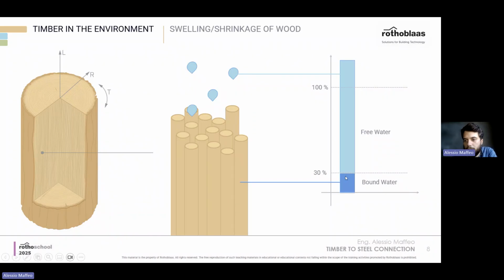Generally, let's say the consensus is that up to 30% of the water moisture. So if the moisture is below 30%, it means that the water is bound water, it's called. So it means that the water is still in the structure of the timber fibers. Above 30%, it means that now the water is not anymore contained in the fibers, but it is actually floating, let's say, floating in the timber member, not anymore only in the fibers.